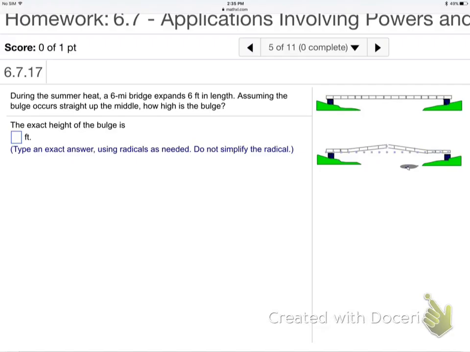Let's try this out. During the summer heat, a 6-mile bridge expands 6 feet in length. Assuming the bulge occurs straight up the middle, how high is the bulge? Okay. What are they talking about?